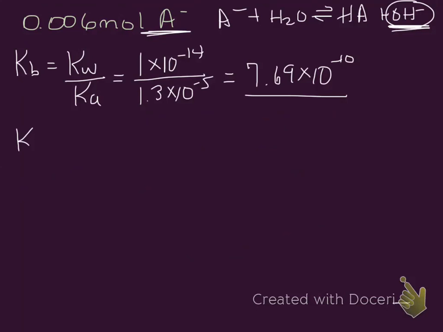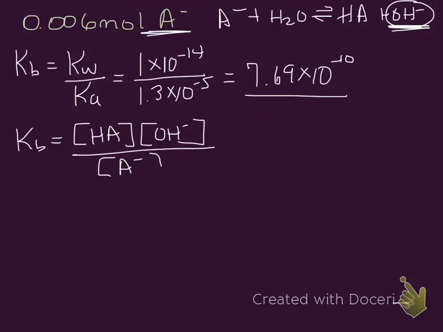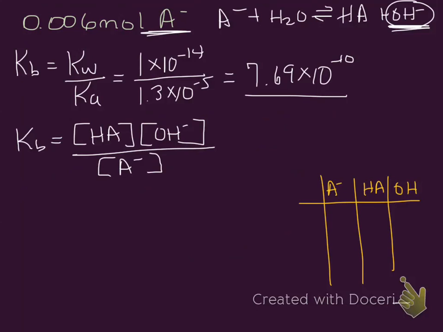We also know that our Kb expression is going to be HA, it has to have OH-, right? Products over reactants, over the A-. We always leave out the water. And in order to figure out the values that we're going to need to plug this in, we're going to make a really quick ICE chart, and we're going to keep this really simple here. Again, I know some of you guys can skip this step. A-, HA, OH-, ICE.